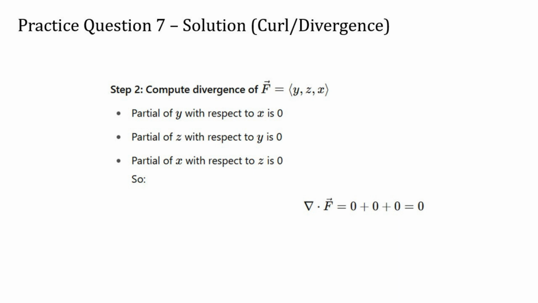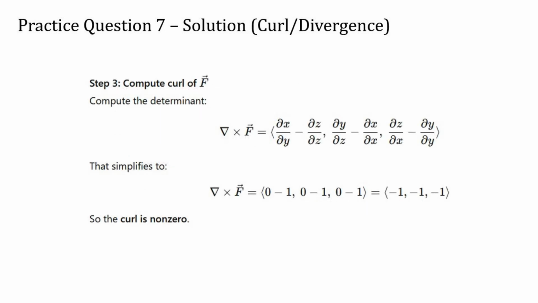Adding all these together, the divergence comes out to be 0. Step 3 moves on to computing the curl. We use the determinant involving the partial derivatives and the components of the vector field. The determinant simplifies to a vector with all 3 components equal to -1. Since this result is not the 0 vector, we conclude that the curl is non-zero.